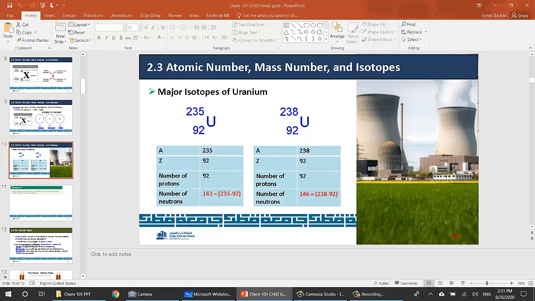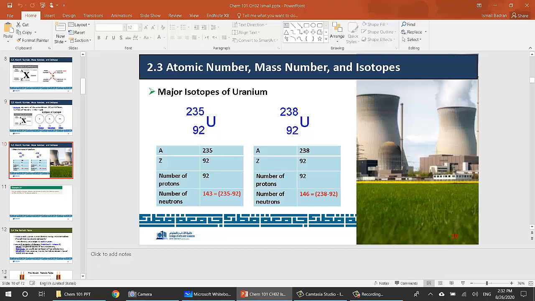For uranium-235, from the atomic number you can tell that there are 92 electrons and 92 protons. If you subtract 235 minus 92, that gives you 143 neutrons for the first isotope. The other isotope, uranium-238: if you subtract Z from A, 238 minus 92, that would be 146 neutrons. So the only difference between these two isotopes is the number of neutrons.